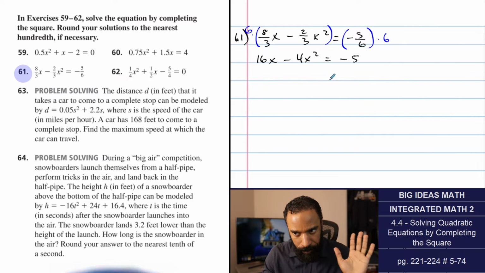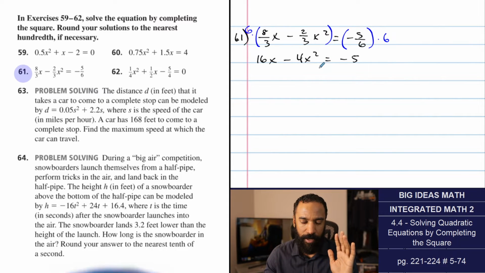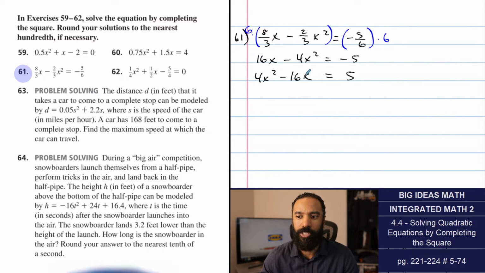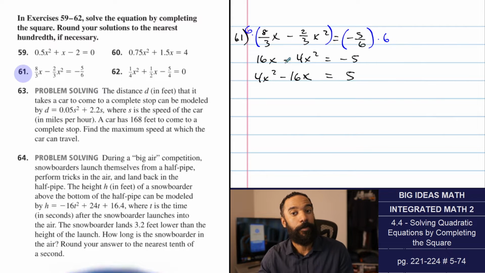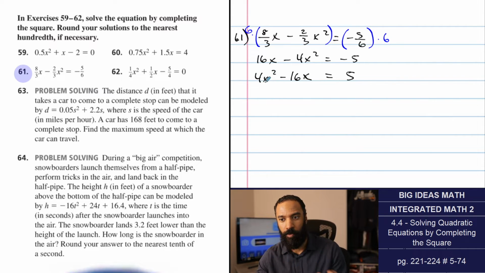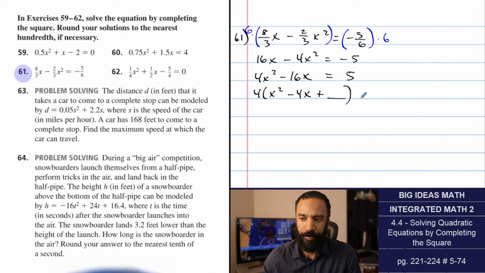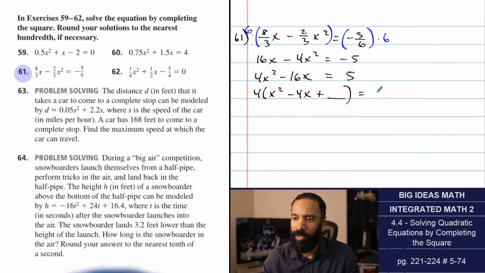Excuse me. I'm going to get my x terms positive. I'm going to add this. I get 4x squared minus 16x equals +5. Basically, standard form, change all the signs. Let's get this positive. Let's just get that out of the way. I'm going to factor that 4 out again. I haven't done this form in a while, and I think this is what I would do. I won't divide by 4.